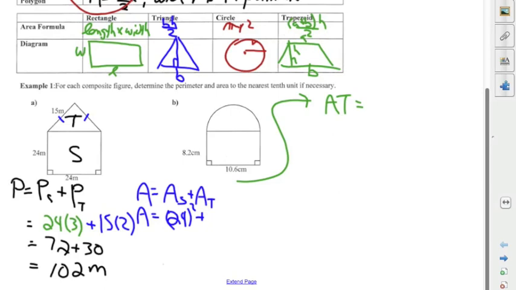How can we calculate the area of this triangle? Base times height divided by 2. Well, what are we given? We're given the base. What's the base? 24. So we can deduce that this is 24, so that's the base. What's the height?